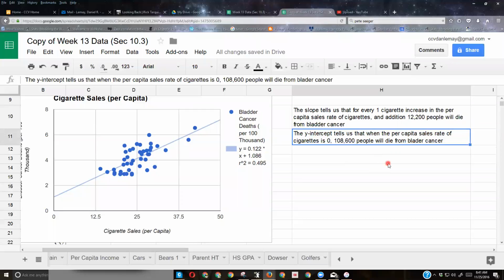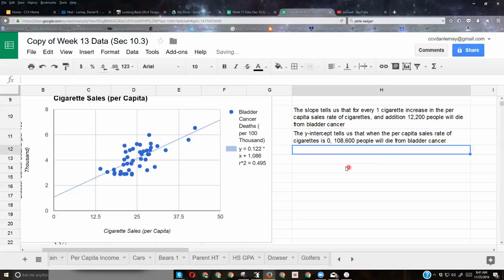And then the y-intercept tells us that when the sales rate is 0, there's 100,000, and that's what the y-intercept is, right? So multiply that by 100,000 also. And there's 108,600 people will die from bladder cancer. Another typo, bladder cancer. So the slope is probably reasonable, I mean, that makes sense for the problem.